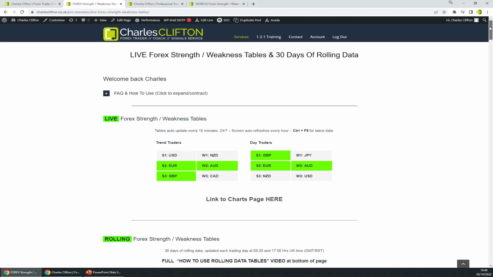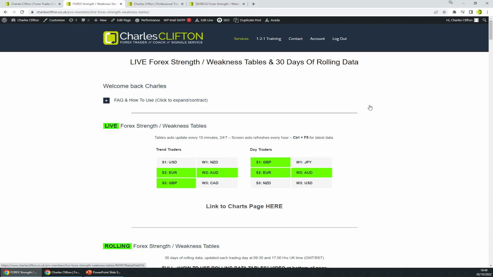Watch the video at the bottom of the page, and that will give you a really clear indication of how to use not only the live tables but also the historic data underneath it.